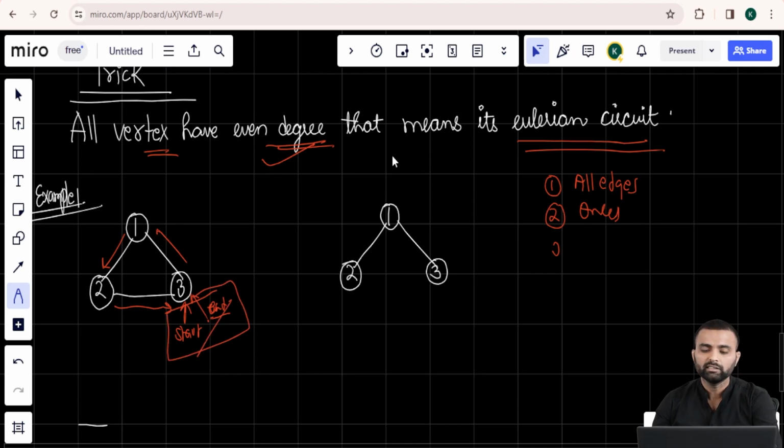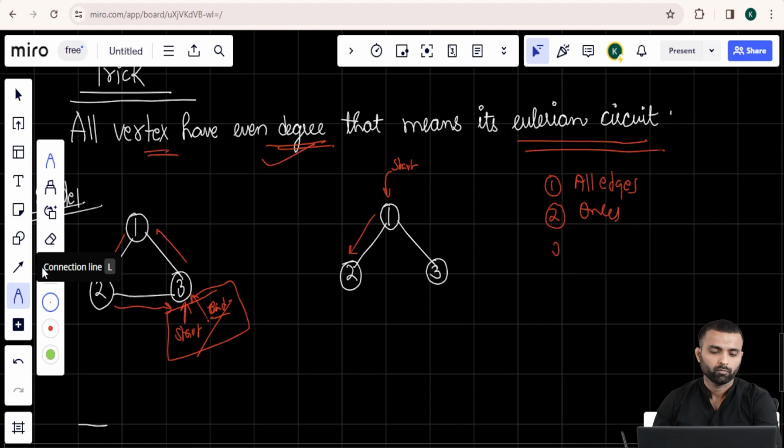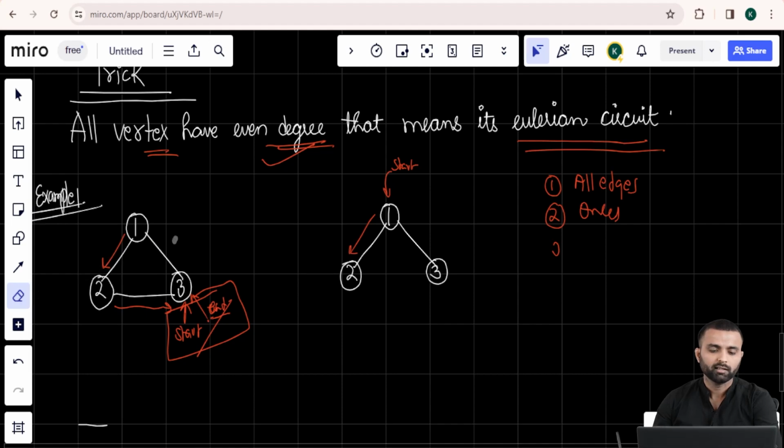Now let's see this example. In this case, let me start from here. This is my start. I go to 2, and after that there is no path. So in this case, my answer is false. Now, the trick to solve this, let's check whether it's working fine or not.